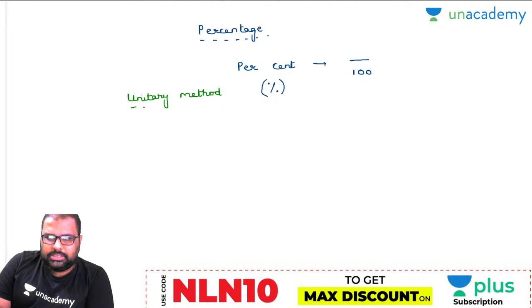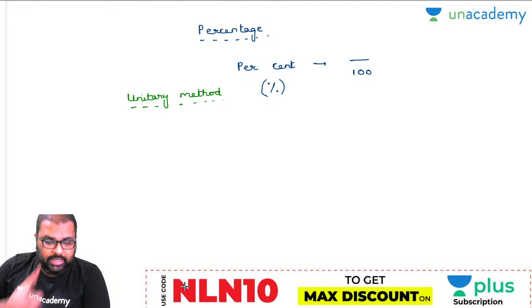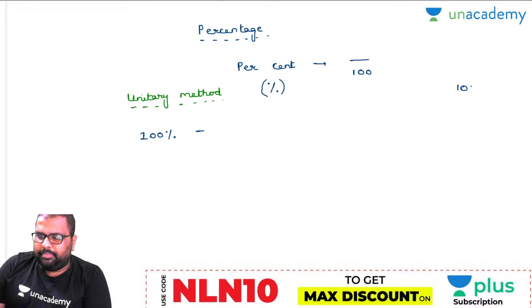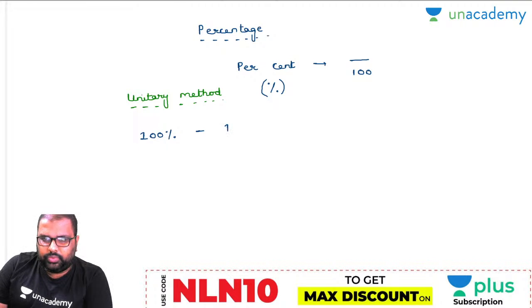Right. So what is the unitary method? Can anybody say? Comparing any quantity with 1 is nothing but the unitary method. Now see here, as I am dealing with percentage, I will take 100 percentage as equal to 1. Am I right? Yes, I can write it like this: 100, and the percentage symbol can be written as 1 by 100. At last, finally, the answer will be 1. Am I right? Yes, perfectly right. So I will compare my 100 percentage to 1.